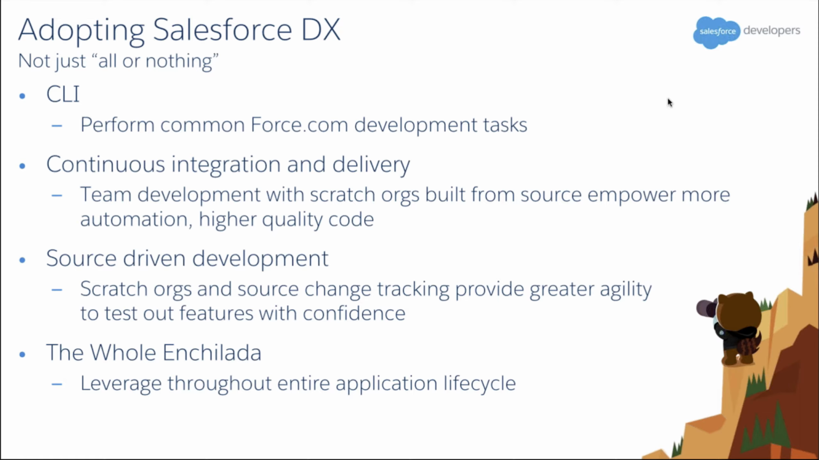Your developers can adopt the source-driven development piece of it, where you're using VCS as your source of truth, using scratch orgs and the change tracking capabilities to be able to better synchronize and have a continuous development experience between what's in the org and what's in your local developer workspace.